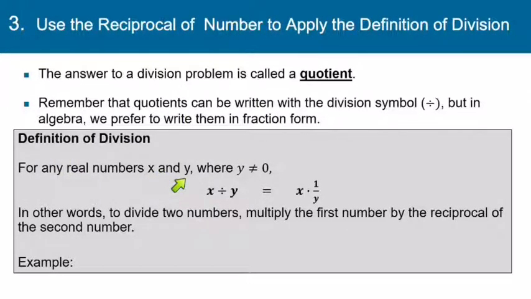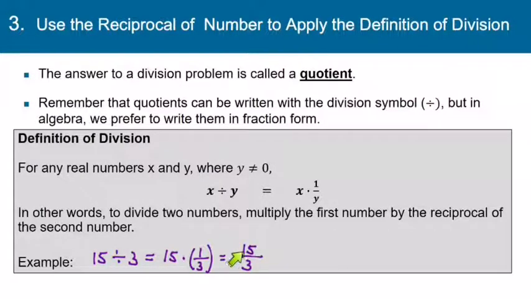For any real numbers x and y, where y is not 0, we can write x divided by y as x times 1 over y. In other words, to divide two numbers, we just multiply the first one by the reciprocal of the second one. So for example, if we have 15 divided by 3, that can be rewritten as 15 times 1/3. And of course, top times top would give us 15, and bottom times bottom would give us 3.